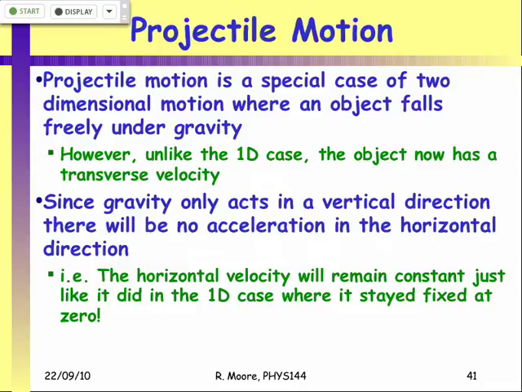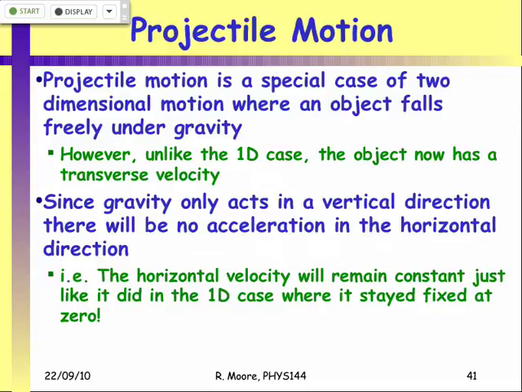Okay, so next thing we're going to deal with is projectile motion. This is when we've got something that's freely falling under gravity. So it's got a constant vertical acceleration due to gravity, but instead of just having vertical motion, you give it some horizontal motion as well, and so it follows the path of a projectile.